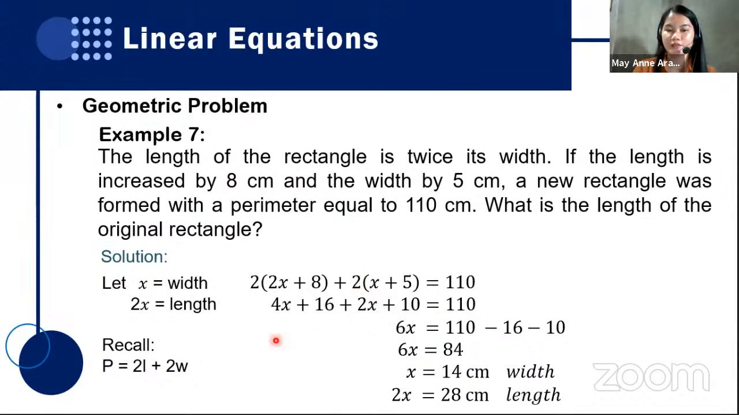Just combine like terms, you have 6x, and here transpose yung constant. So you have 110 minus 16 minus 10 is 84. Divide both sides by 6. So you have 14 centimeters. So 2x is equal to 28 centimeters. So what is the length of the original rectangle? 28 centimeters. That is the answer. 28 centimeters. Okay.